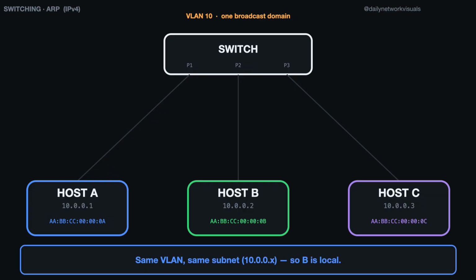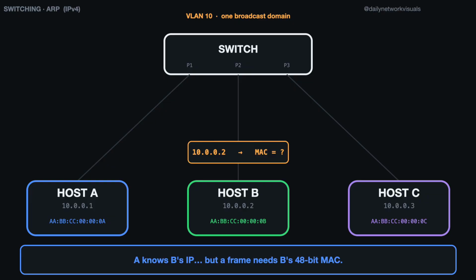Also, consider that all these three hosts are in the same VLAN, which means they are all part of one broadcast domain, and they all have the same subnet. So, B is local. A can reach it directly. To put a frame on a wire, A needs B's MAC address.